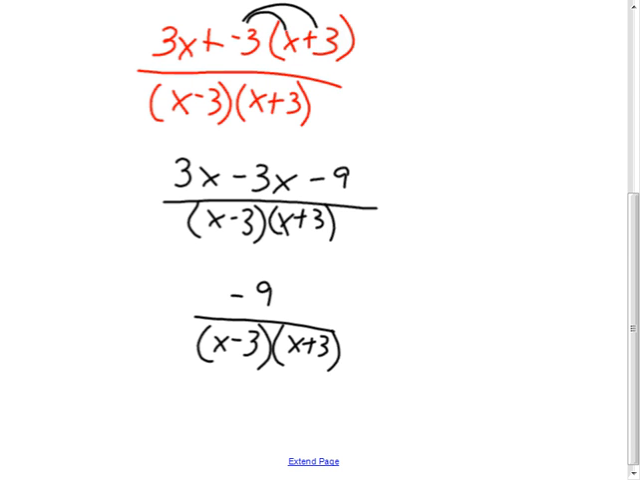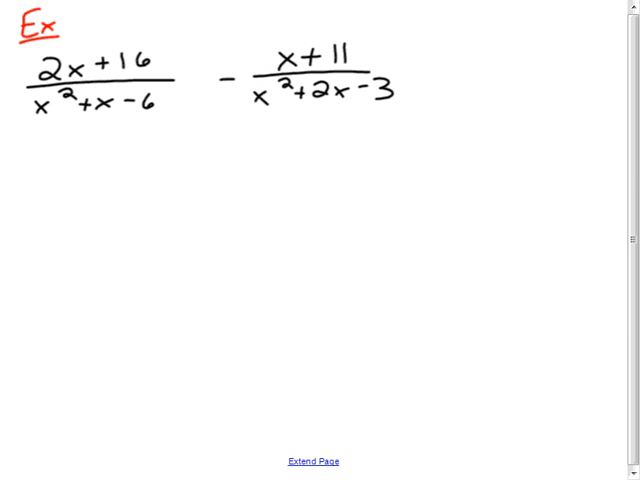Okay, so these are kind of the basic types of problems that you're going to be looking at. How do I get that common denominator? Do my numerator and then simplify. We haven't had to simplify yet. Okay, here's the next one. This kind of encompasses most of what you're going to be doing. So, to begin with, look, do I have common denominators? No. Let's make them common.